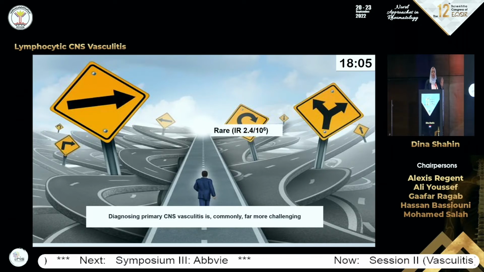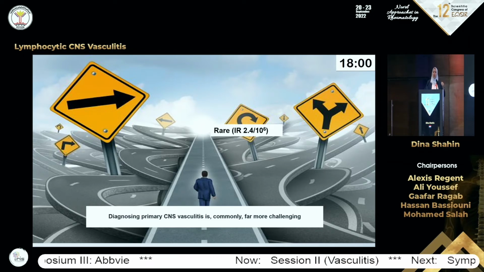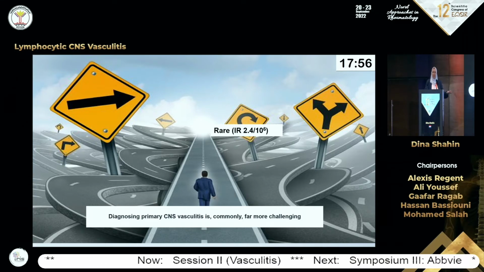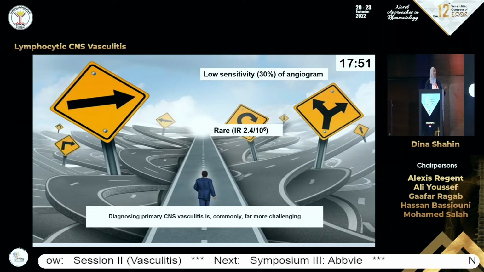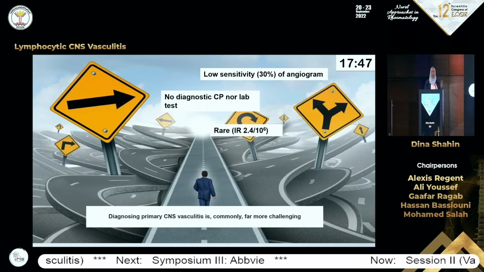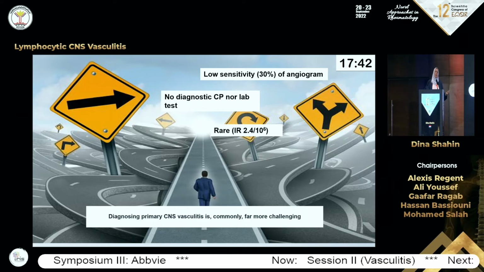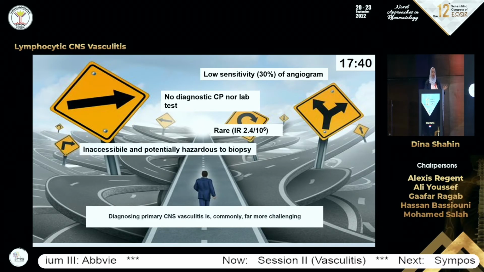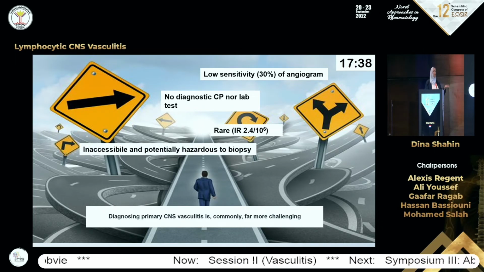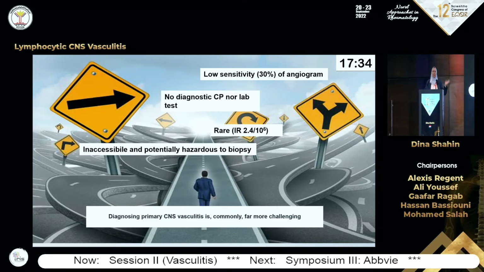لكن في حالات البرايمري سي ان اس انجيايتس بتبقى شويه صعبه فور دايجنوزس بسبب ان الانسيدنس ريت بتاعه قليل، ما بنشوفهاش كتير، 2.4 في المليون. اللو سنسيتيفيتي بتاعت الانجيو توصل 30%. مفيش كلينيكال بيكتشر خاصه بيها، مفيش لاب تيست هعمله هيشخصها لي. بنفس الوقت الشورست دايجنوزس هو بالباثولوجي، وده في حالات كتيره جدا بيبقى هازاردس واحيانا بيبقى امبوسيبل.